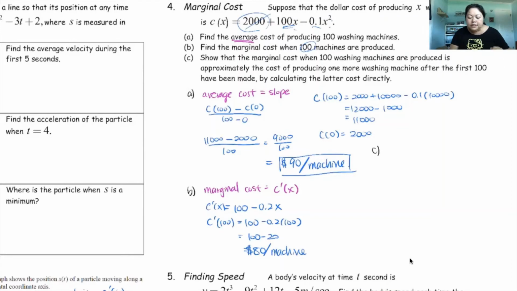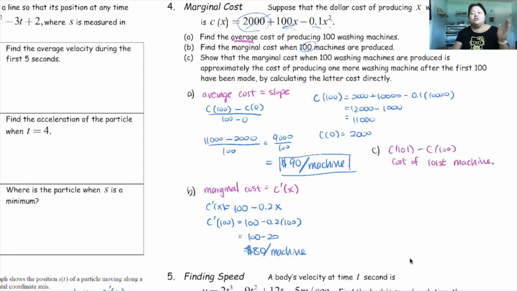Part C says, show that marginal cost when 100 washing machines are produced is approximately the cost of producing one more washing machine after the first 100 have been made, by calculating the latter cost directly. Oh, okay, so it's asking us to find the cost of making that 101st washing machine. So what you're supposed to do by interpreting this problem is figure out the cost of 101 minus the cost of 100, because then it'll give you the cost of the 101st machine. So that one extra one, that one more after 100.